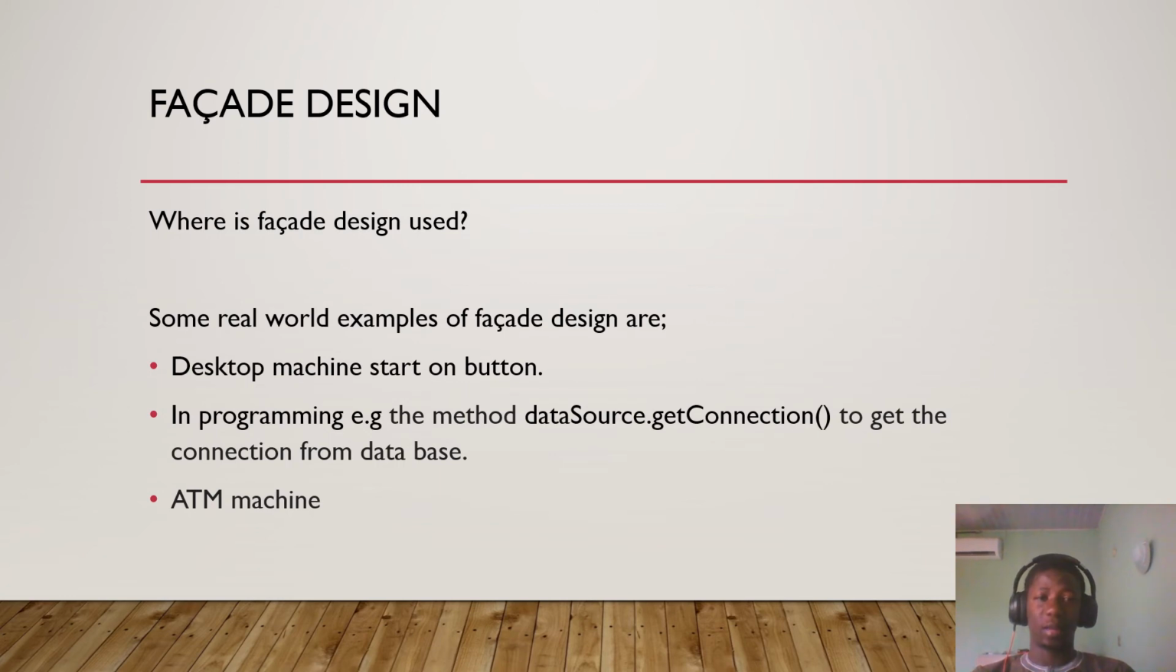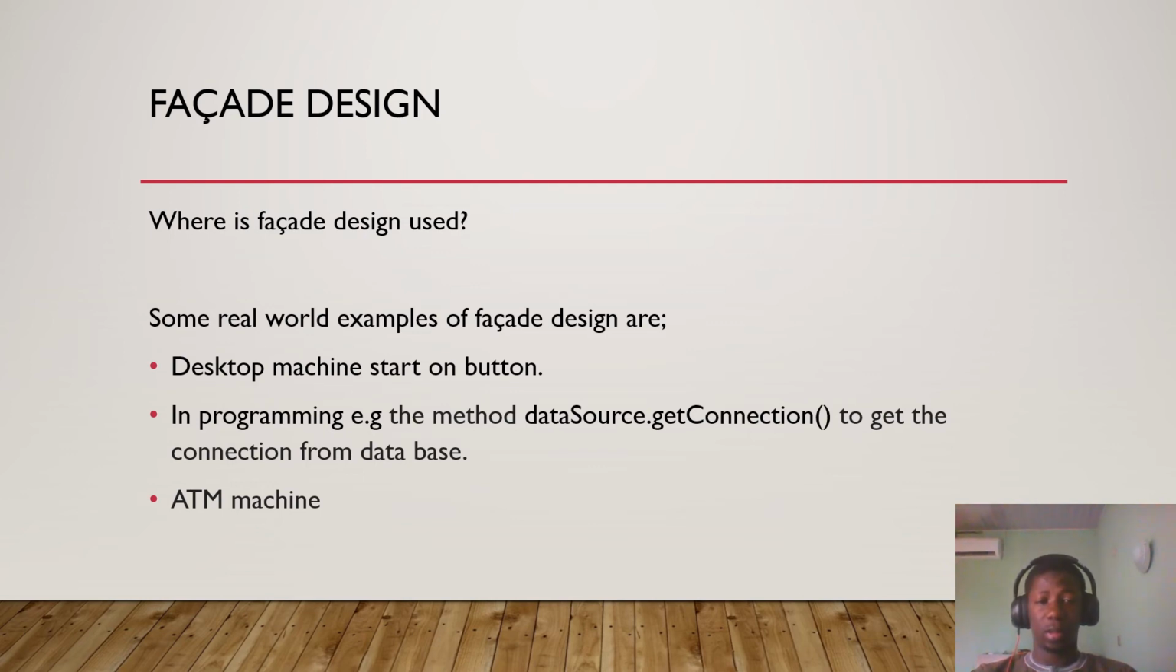Where is facade design used? There are lots of real-world examples that use the facade design. For instance, the desktop machine start button. When you click on your start button on your desktop machine, many processes occur, but as a user, you tend to only see the effect. That is, your computer gets powered on, but how and what happened in the background is not known to the user. Such a kind of design is referred to as facade.